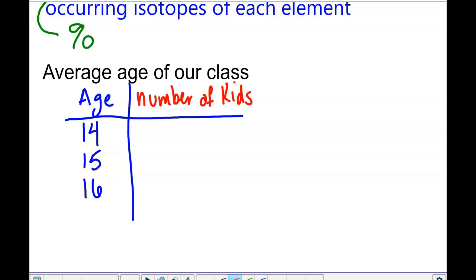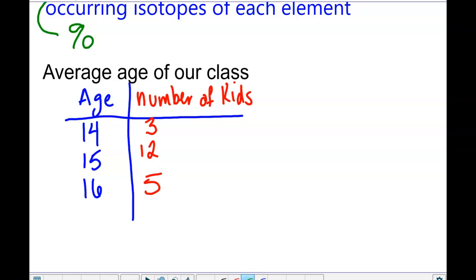All right, great. So let's say that we have 3 kids in our class that are 14. We have 12 kids in our class that are 15. And we have 5 kids in our class that are 16. All right. So we could add them up by saying 14 plus 14 plus 14 plus 15 plus 15 plus 15 plus 15 plus 15 plus 15 plus 15 plus 15. Was that 12 times? Or we could think about this differently mathematically.